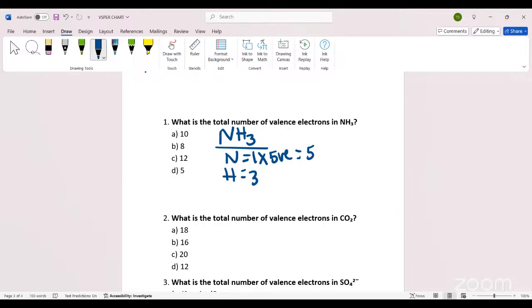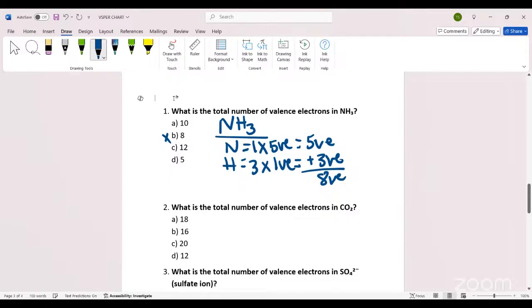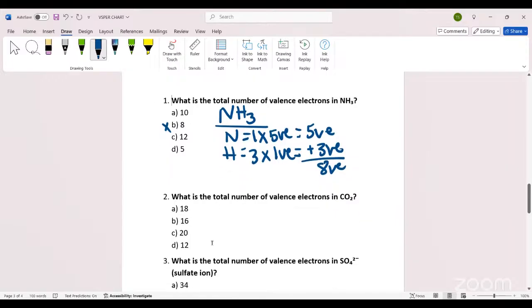1 times 5 gives you 5 valence electrons. Hydrogen, there are 3 of them, and hydrogen is in group 1, so that's where the 1 valence electron comes from. Therefore, 3 times 1 gives you 3. So in this case, we end up with 8 valence electrons. Yes, letter B is the answer. Good job, Abe and Austin. Now, let's take a look at number 2. Someone had asked, are compounds always going to equal 8? And the answer is no, because check out number 2 right here.